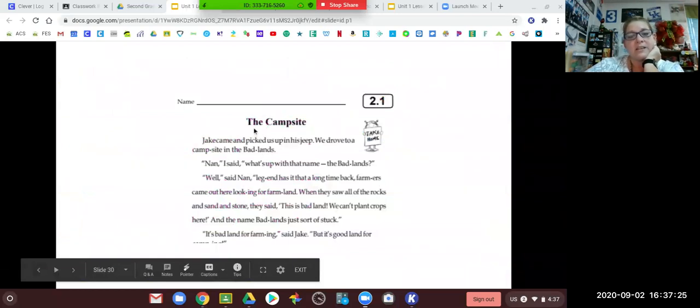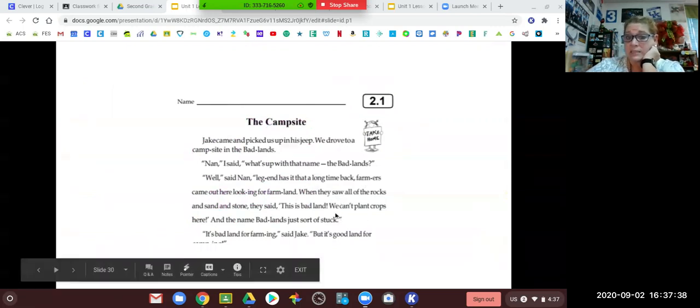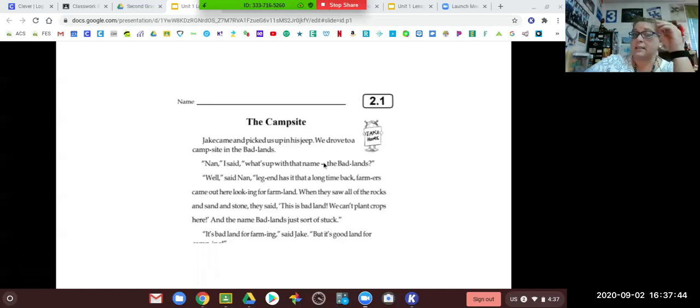The title is The Campsite. This tells me that they are on their trip to go camping. Remember, at the end of the first story, Jake had invited Nan and Kate to go camping. This makes me think that they are already there. Maybe they're getting ready to set it up, or maybe something's going to happen. Let's read it and find out.